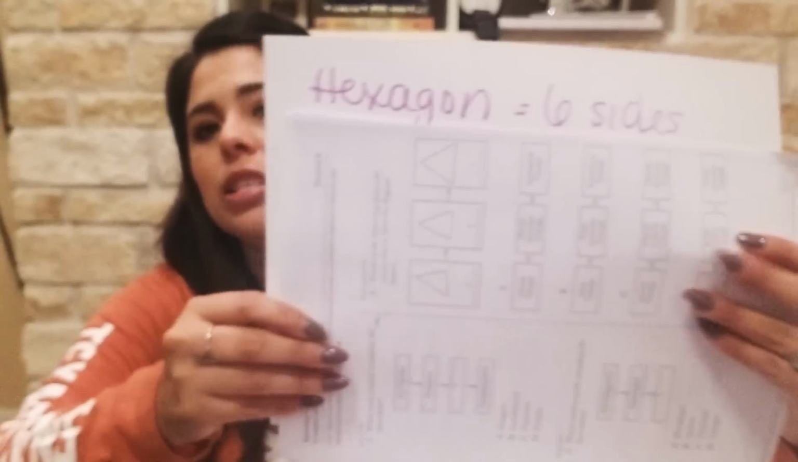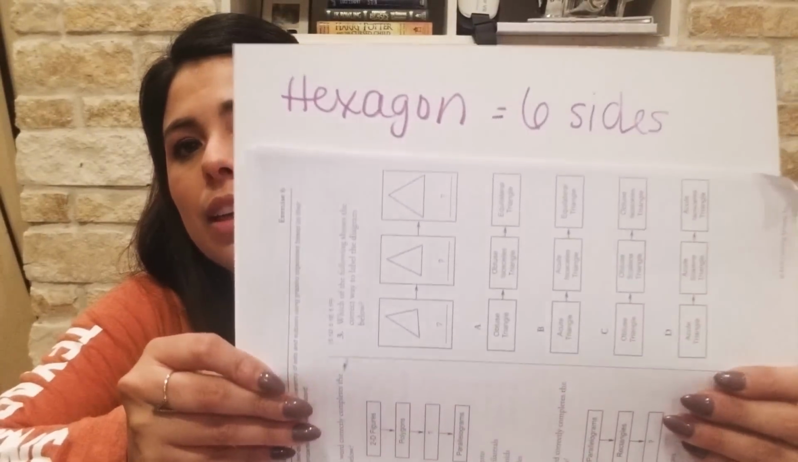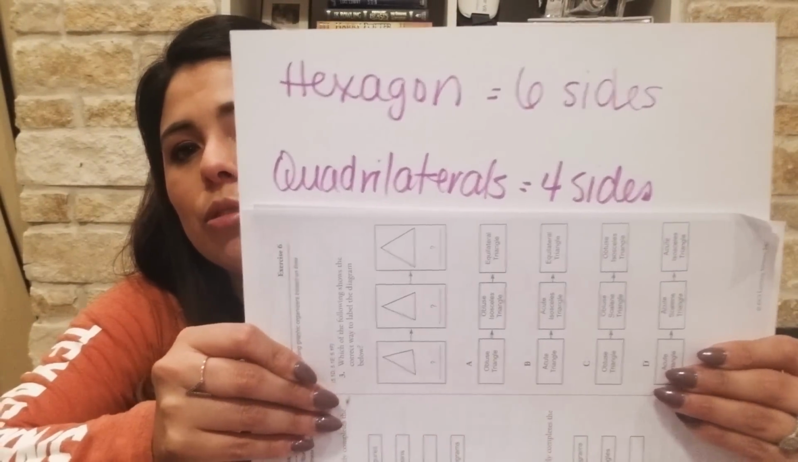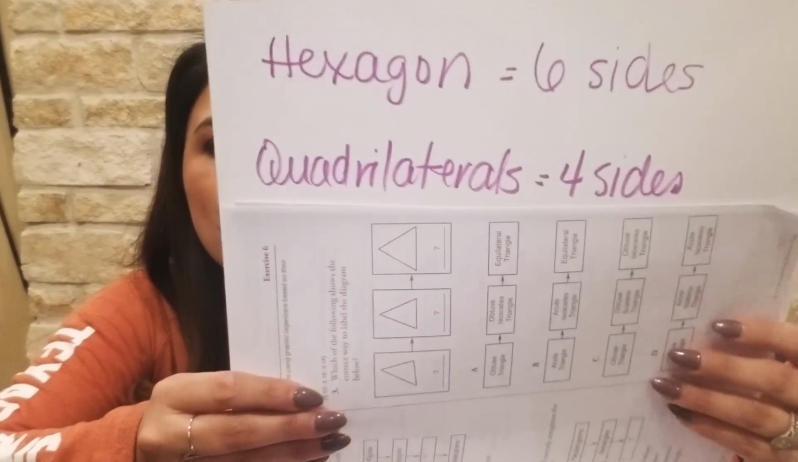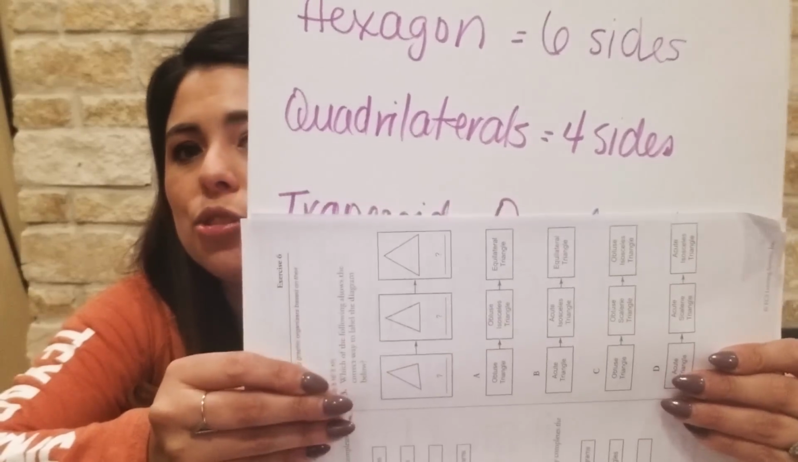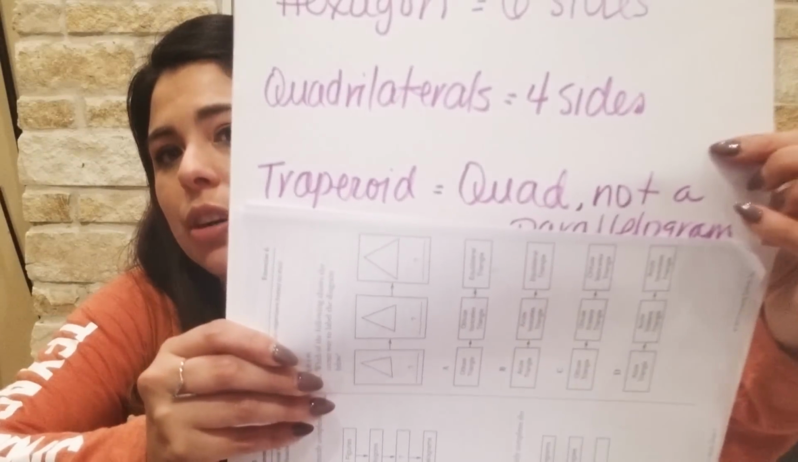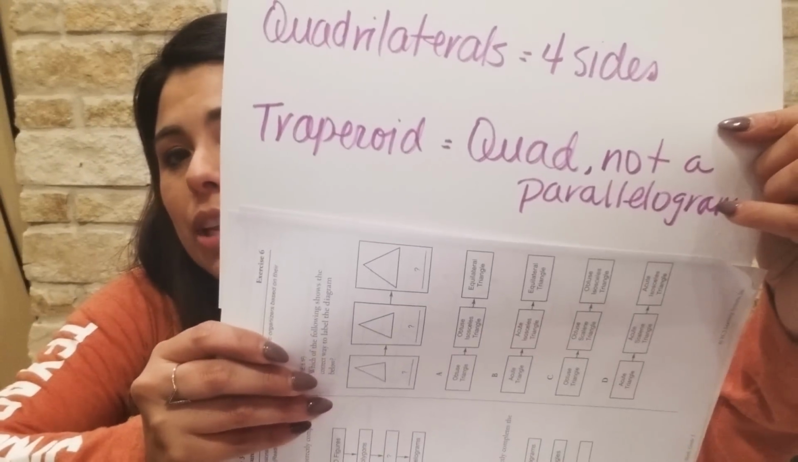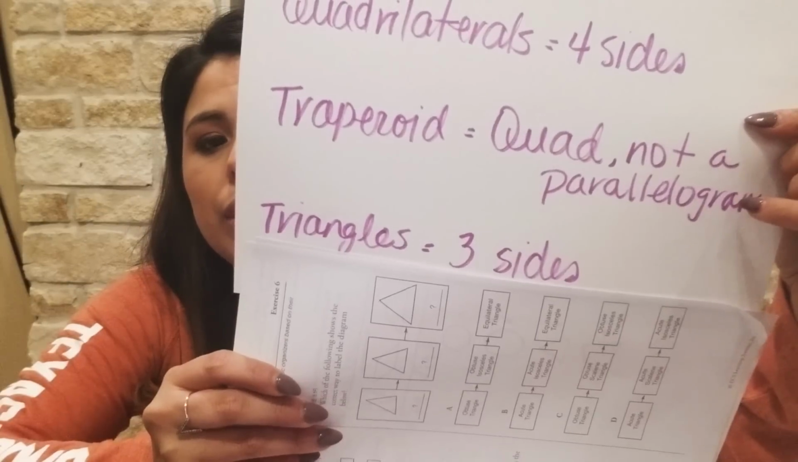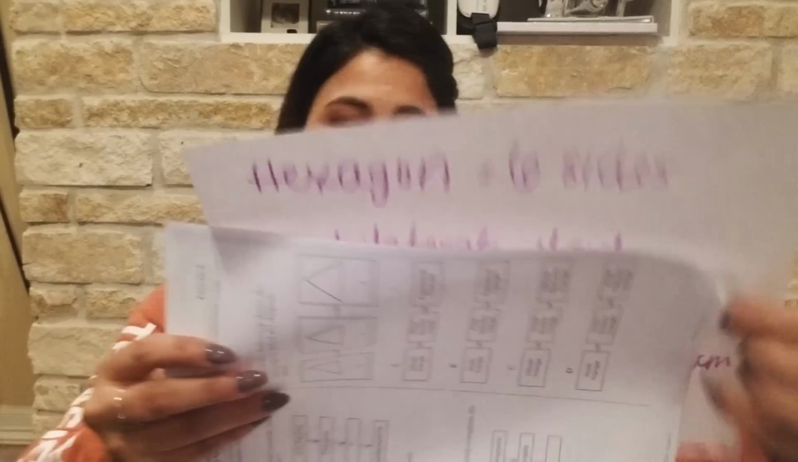So first of all, we have the hexagon, which we know has 6 sides, okay? Then we have quadrilateral, which we know has 4 sides. The trapezoid is a special little guy. He's a quadrilateral, I just put quad for short, but not a parallelogram. And then we have triangles, which we know to be 3 sides, okay? So let's think about that.